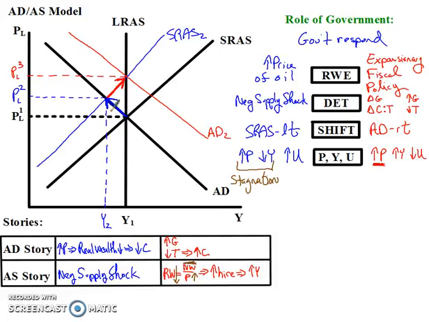So we've now talked about what happens if the short-run aggregate supply curve shifts. What if government does nothing? Then the short-run aggregate supply curve will just shift back on its own. On the other hand, if the short-run aggregate supply curve shifts and then the government responds and shifts aggregate demand, then we'll end up with higher prices.